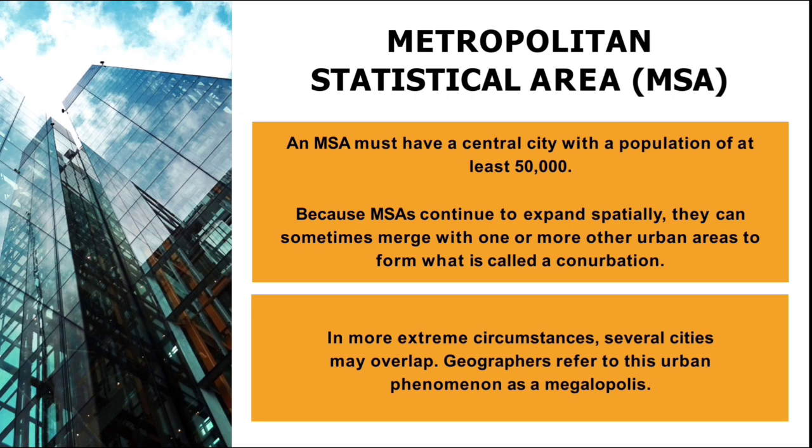Metro Manila is the largest conurbation in the country, comprised of the city of Manila and 15 neighboring cities. In more extreme circumstances, several cities may overlap. Geographers refer to this urban phenomenon as a megalopolis. A megalopolis can sometimes be called a supercity or megaregion. A megalopolis can have a total population of about 10 million people. For example, Kolkata in India is the largest urban area to be considered a megalopolis.